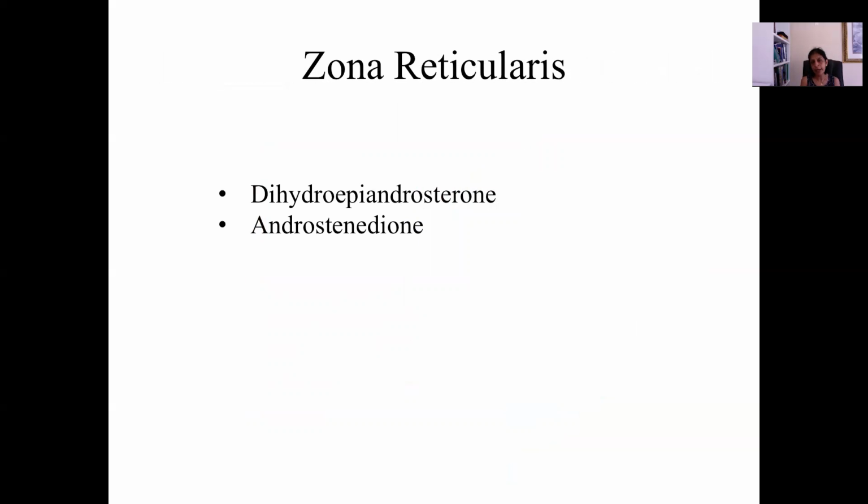Let's focus on zona reticularis and the small amount of androgens. The two androgens we talked about earlier, dihydroepiandrosterone and androstenedione. Now, these are androgens which would be converted into testosterone and estrogens elsewhere. The amount of these androgens is negligible in the male. Why? Because testes make a much greater amount of testosterone compared to the adrenal cortex. So the effect of these androgens in the male is not important. Whereas in the female, this is like the only source of androgens.